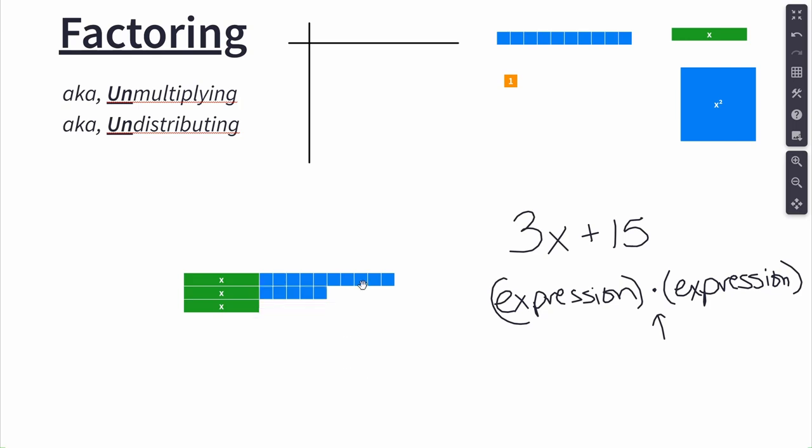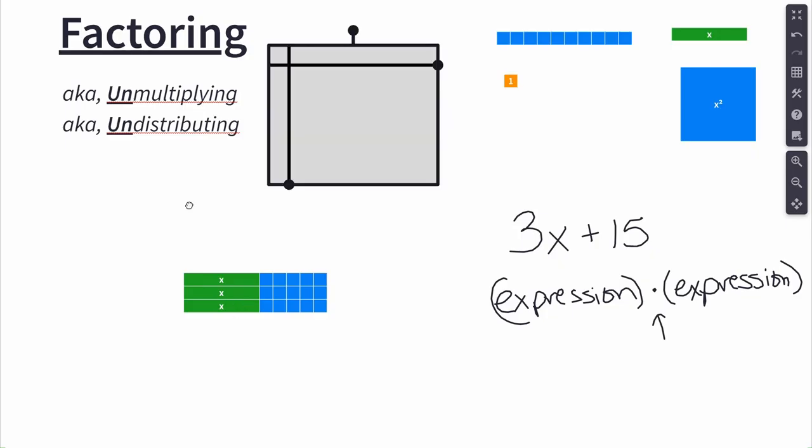That's not a rectangle. But what can I do? I can take this 10 and split it into 2 5s, and if I put those down here, I have a perfect rectangle. So now I can think of this multiplication as the area of this rectangle that I created out of these 3 x's and 15 ones.